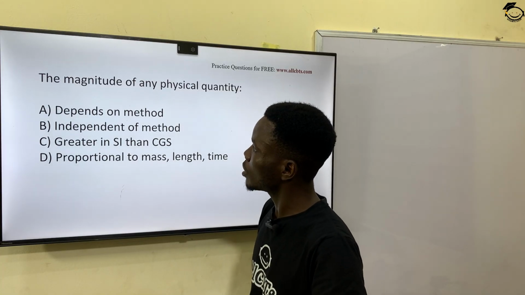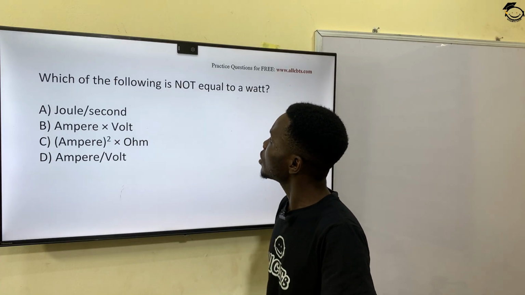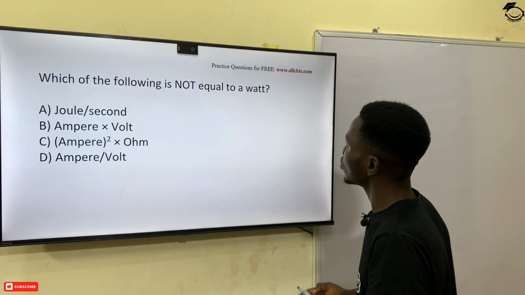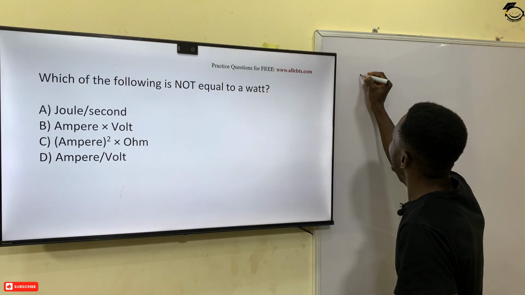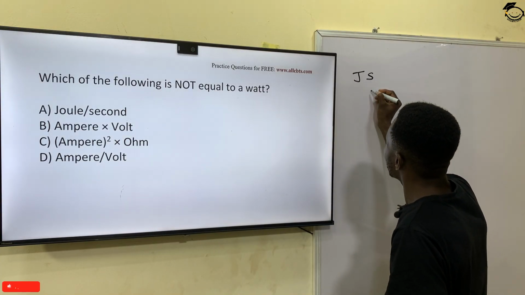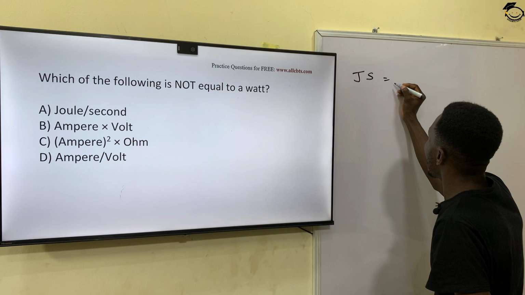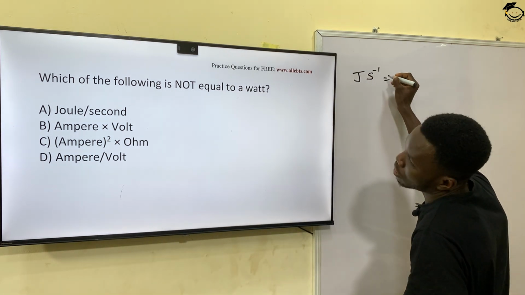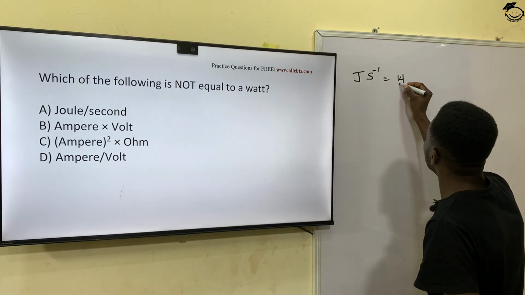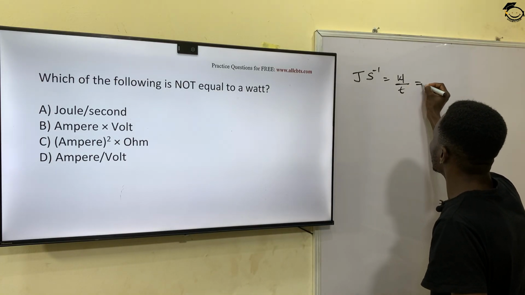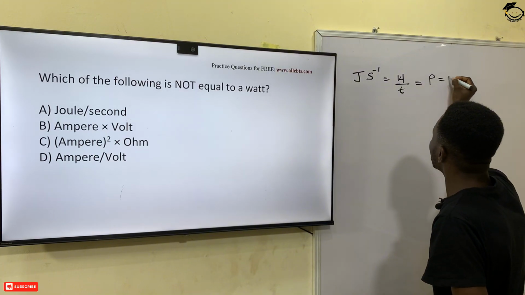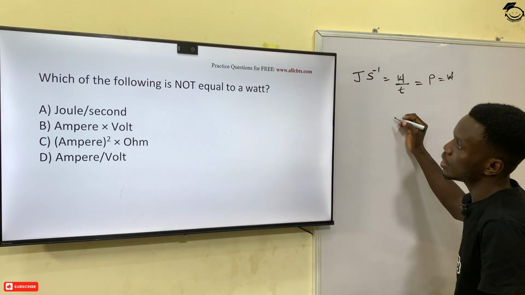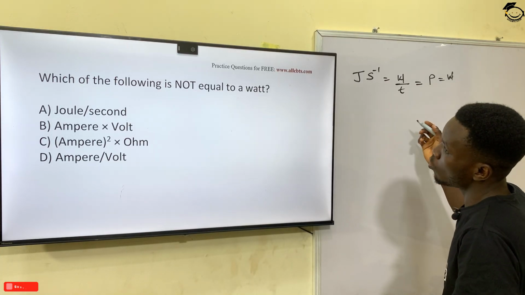So that takes us to the next question, which says, which of the following is not equal to what? Option A, we have joules per second. Joules per second is work done over time. And we know that work done over time is power, which is the same thing as what? Watt. So watt is the unit for measuring power. So option A is equal to watt.